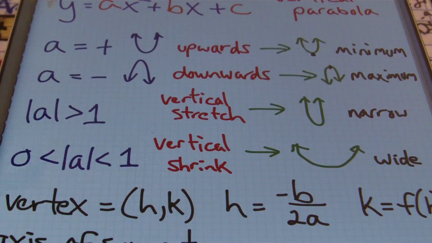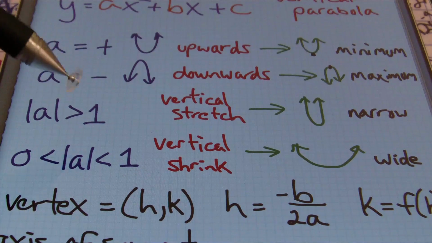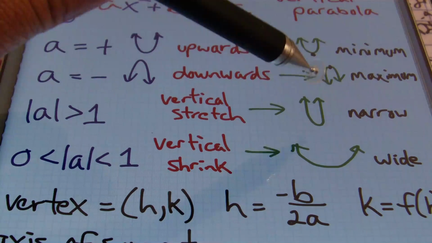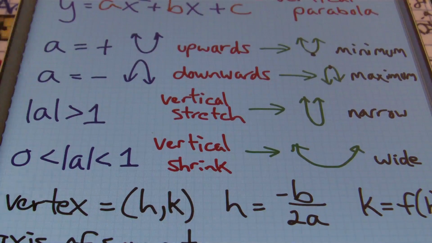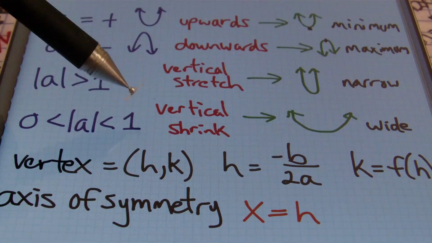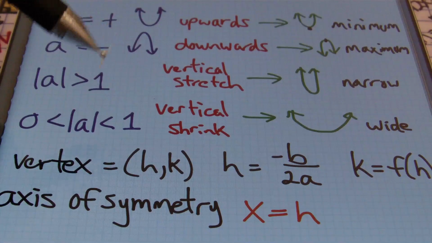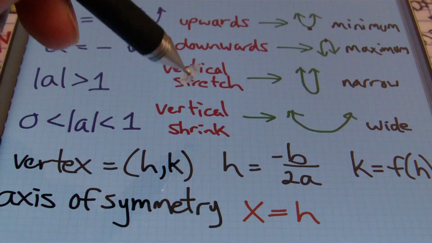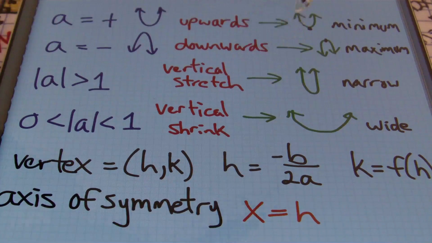That's right. Then, anytime that you're looking at the absolute value of that a value and it's greater than 1, you'll have what is called a vertical stretch. It'll be a narrow U shape, okay? And then, anytime that absolute value of a is greater than 0 but less than 1, that's right, anytime you end up with a proper fraction as an a value, you'll end up with a vertical shrink. In other words, you'll have a very wide U shape there, okay?